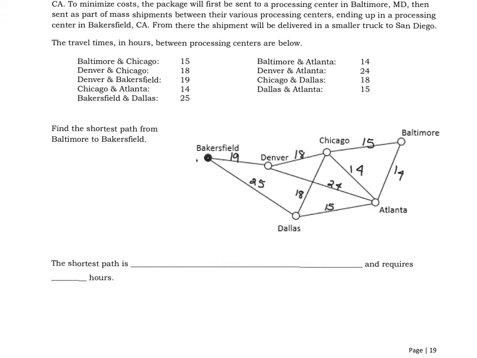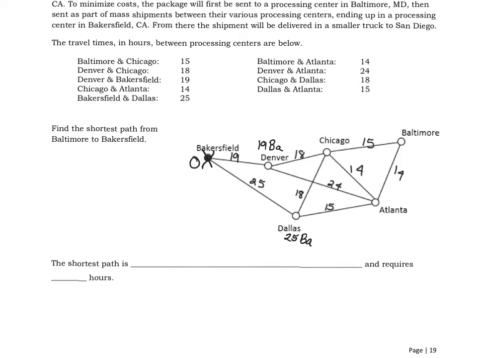So I will put 0 there. And that's our current point. Okay, so I have 2 edges going from Bakersfield to Denver and Dallas. So then in hours, that's 19 Bakersfield to Denver. So put 19. And then Bakersfield to Dallas, that's 25. And our path came from Bakersfield there. All right, Bakersfield is visited.